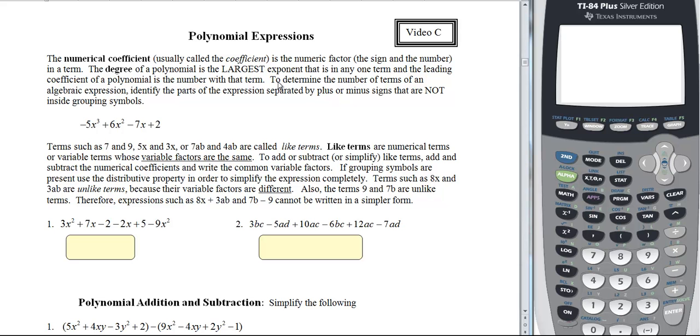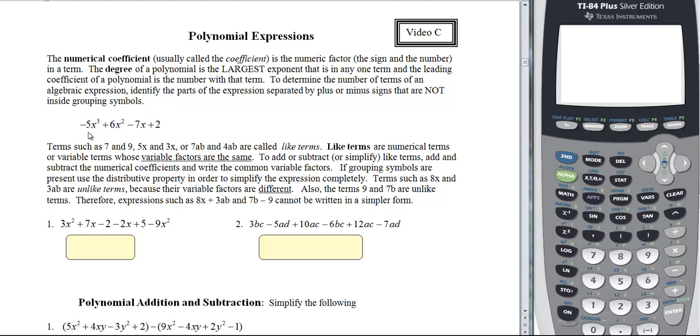To determine the number of terms of an algebraic expression, you identify the parts of the expression separated by plus or minus signs that are not inside grouping symbols. So in this particular expression here, my coefficients would be -5, 6, -7, and 2. Those are my numerical coefficients. The degree of the polynomial is the largest exponent you see. So the largest exponent you see here is the power of 3, so the degree of this polynomial is 3. The leading coefficient, the number with that particular factor, is -5.